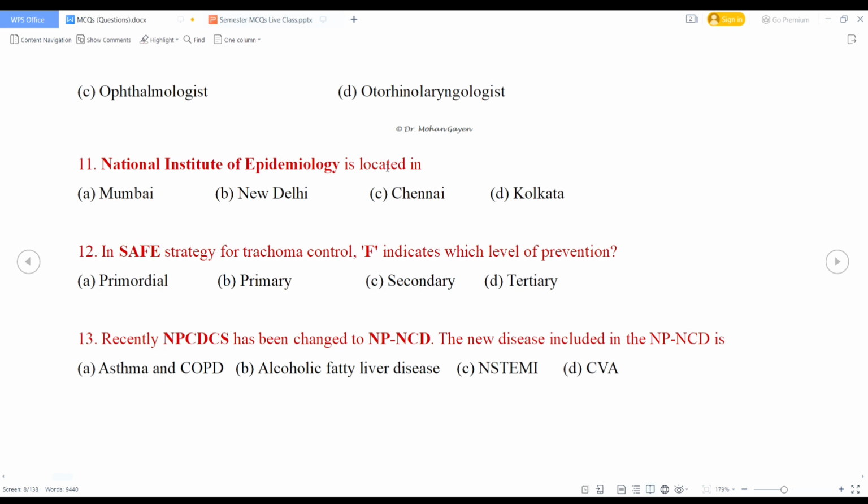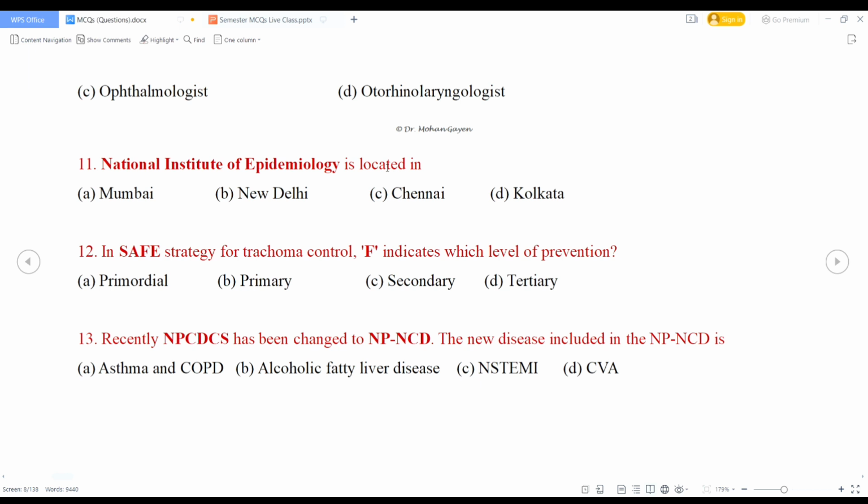Come to the next question. National Institute of Epidemiology is located in Mumbai, New Delhi, Chennai, Kolkata. Right answer is Chennai.